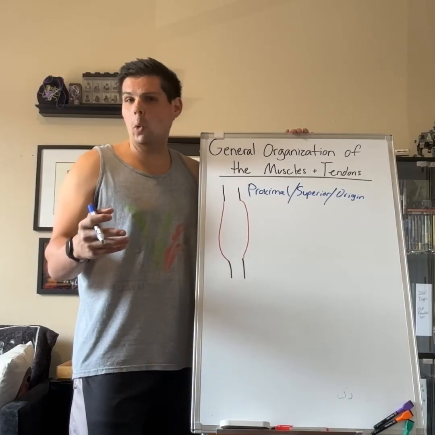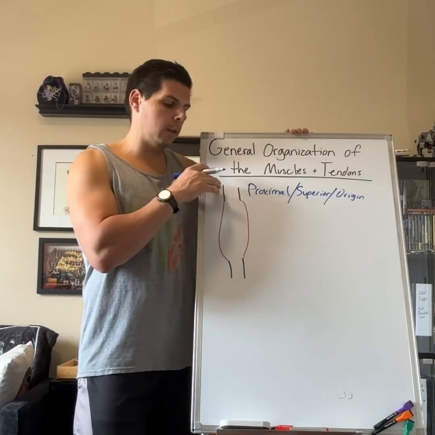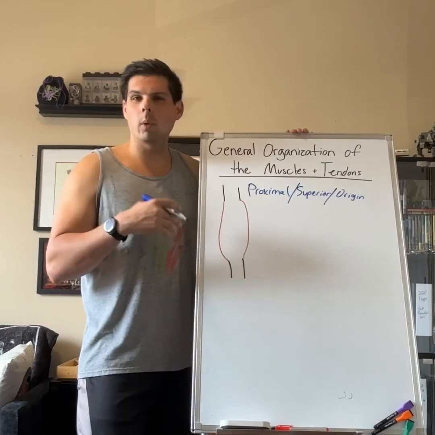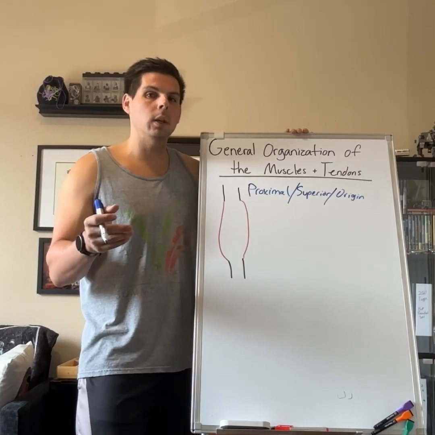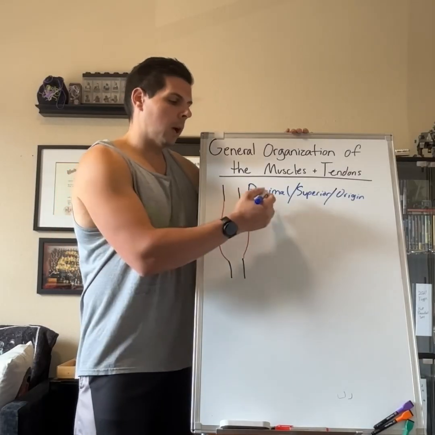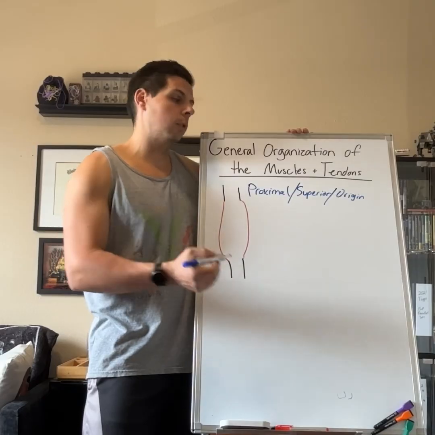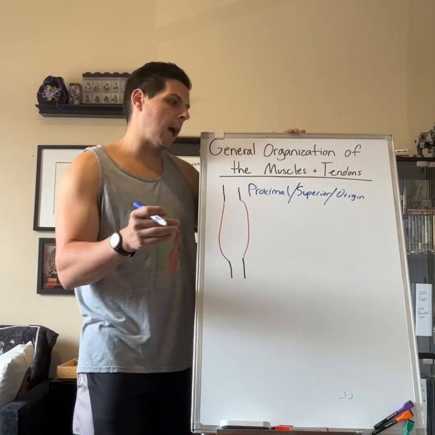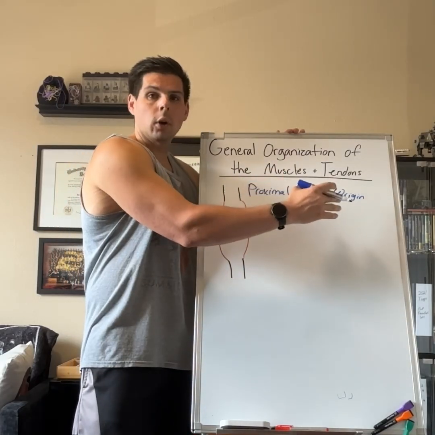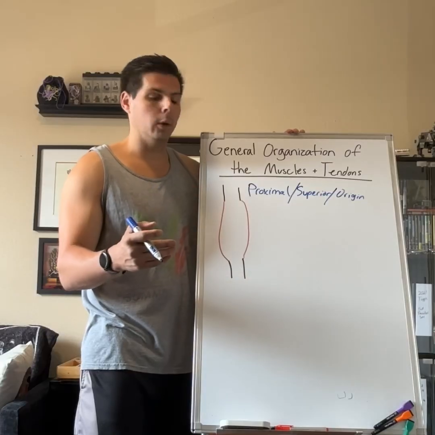But origin is the oldest term for this tendon attachment site. It's the one that you're least likely to still see used in a modern day textbook. Proximal attachment is what you're most likely going to see, and then maybe superior after that. But origin is a term that has kind of been worked out a little bit.